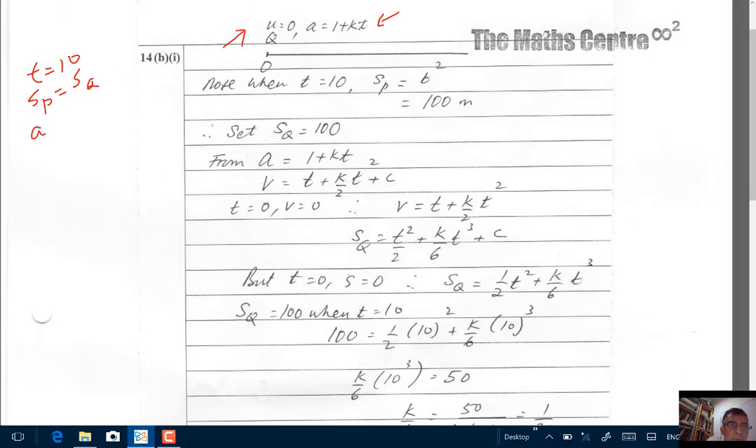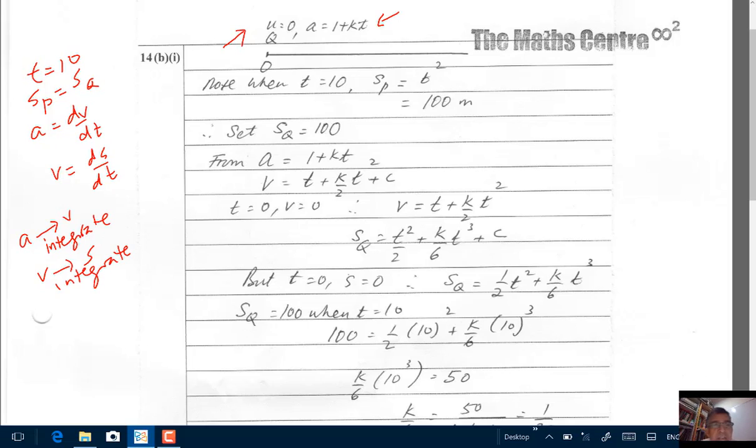Also, a, we know, is dv/dt, and we also know that v is ds/dt. So if you want to go from a to v, we have to integrate, and if we want to go from v to s, we have to integrate. That's the only idea in this part of the problem. So let's start with the displacement of P.